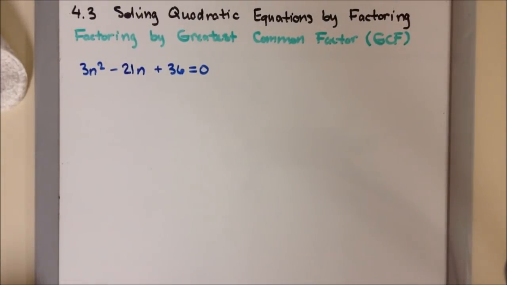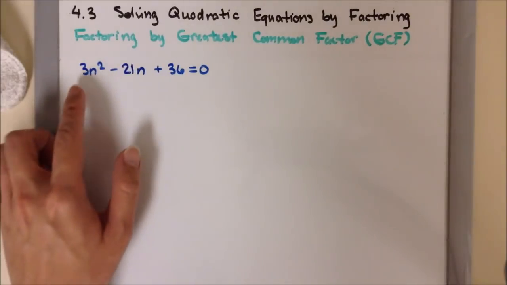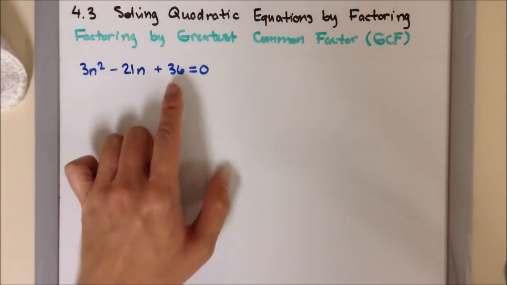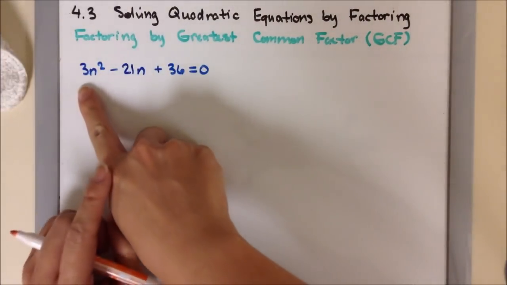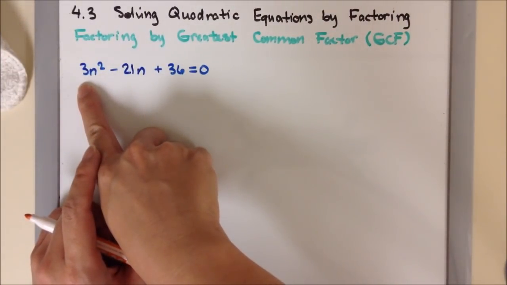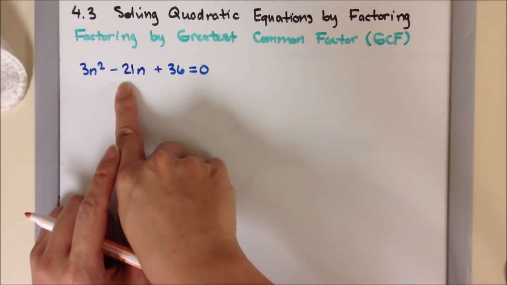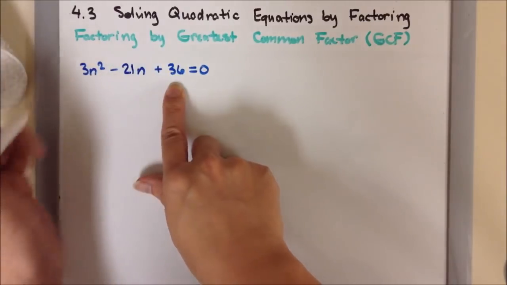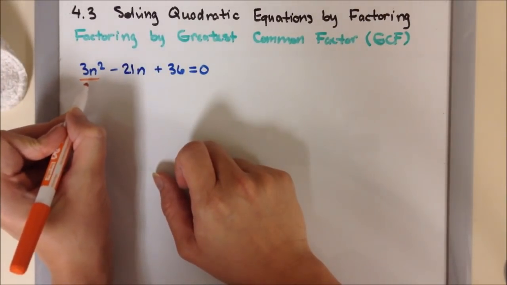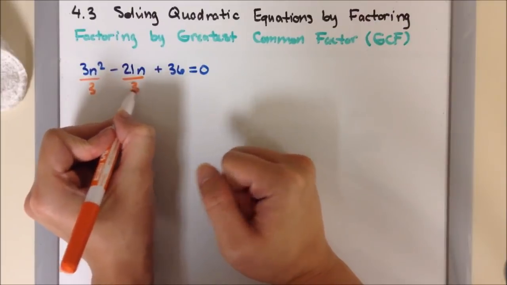In our third example, we have 3n squared minus 21n plus 36. And we're going to check if we can factor by GCF. My lowest number of all three, 3, 21, and 36, is 3, so I'm going to check if I can divide each term by 3. The first one, 3 divided by 3, that can work. Negative 21 divided by 3, that can work. And 36 divided by 3, that can work. So I can do factor by GCF. I'm going to divide all three terms by 3.